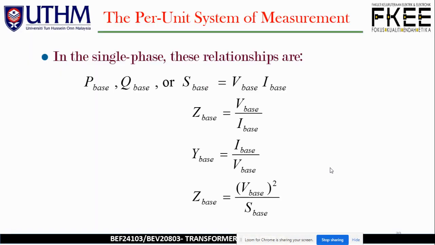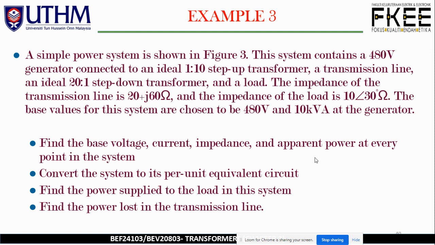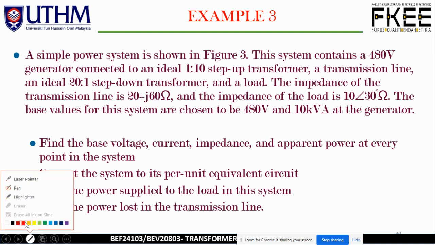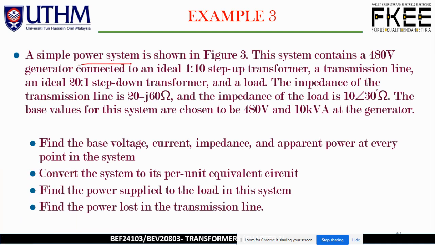We continue with example 3, where the question says the simple power system is shown in figure 3. How figure 3 looks like, I will show later in a different PowerPoint. So this system contains a 480 volt generator connected to an ideal 1 to 10 step up transformer. So a transmission line, an ideal 20 to 1 step down transformer.